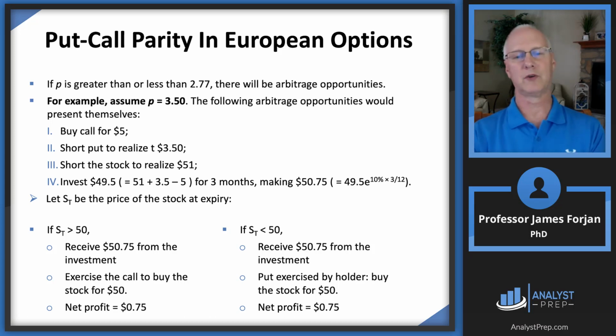So if the stock price is greater than 50 or the stock price is less than 50 at expiration, then you have these payoffs there. And notice at the bottom, that bottom circle point, the net profit is 75 cents. So there's that arbitrage opportunity. What is it? You take no risk and you have no investment and you expect a positive return. And there's your net profit. So that's 75 cents for the $49.50 that you can invest.